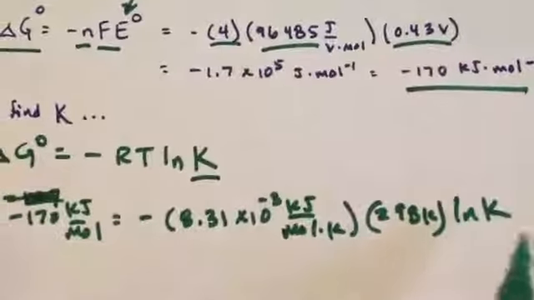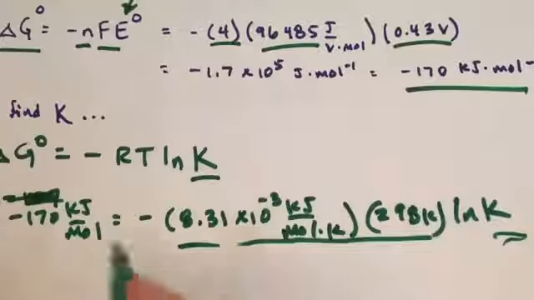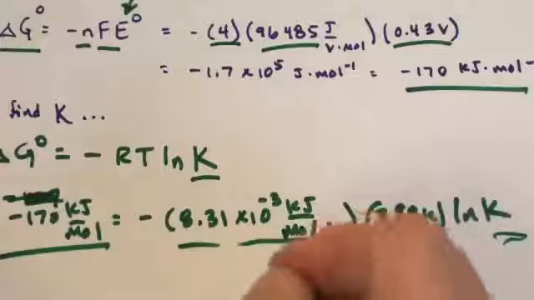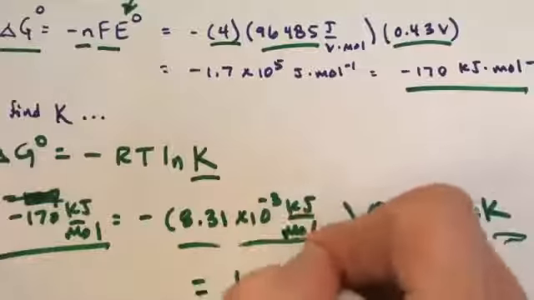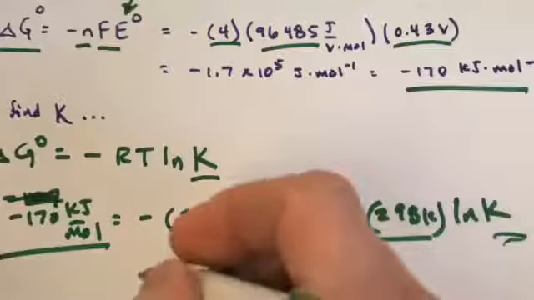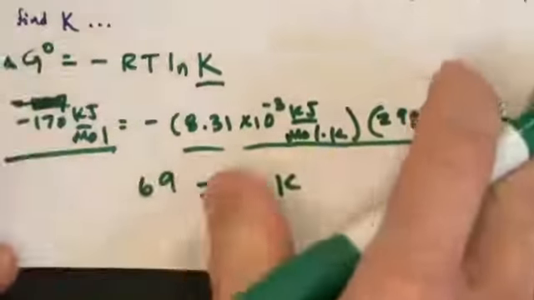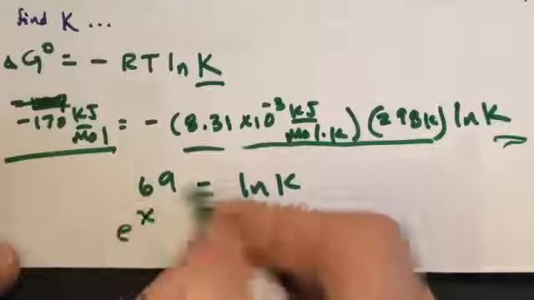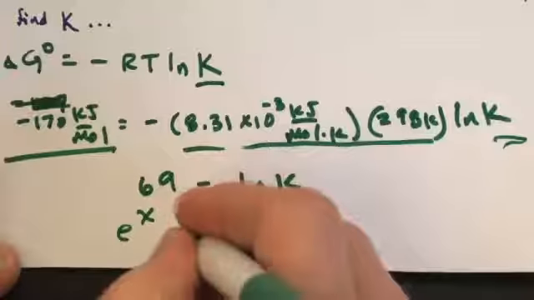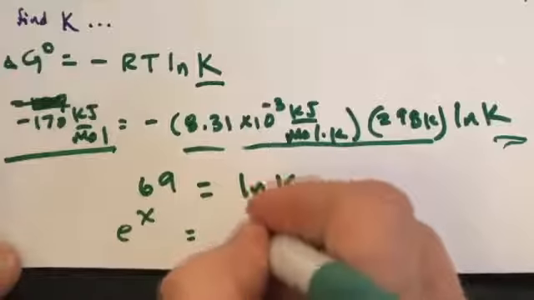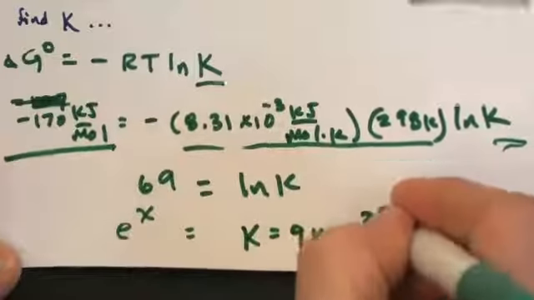We need to solve to get K alone by itself. So we'll divide both sides by these numbers right here. Bringing these over to this side, we have the natural log of K ending up being equal to, once we do all this division, 69. And then to undo the natural log, remember, we do the e to the x key on our calculator, and so e to the 69th power is equal to K, which would be 9 times 10 to the 29th.